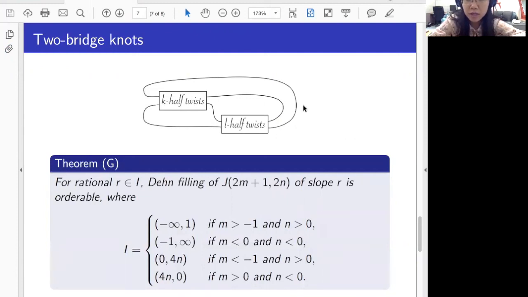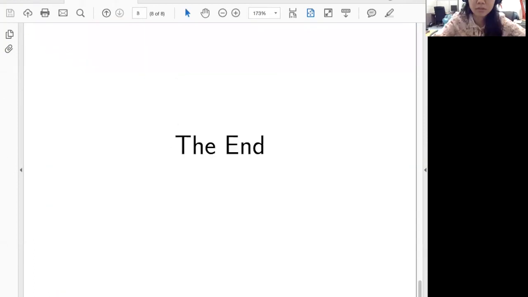And by applying translation extension locus and holonomic extension locus and computing the character variety and representation variety, we prove the following theorem. The theorem says that for the double twist knots, there is an interval such that for every slope in that interval, Dehn filling along that slope is orderable. And we believe that these techniques could be applied to more general classes of knots.